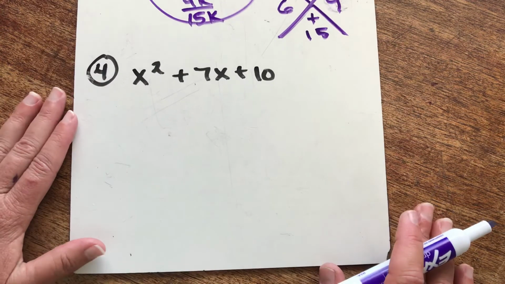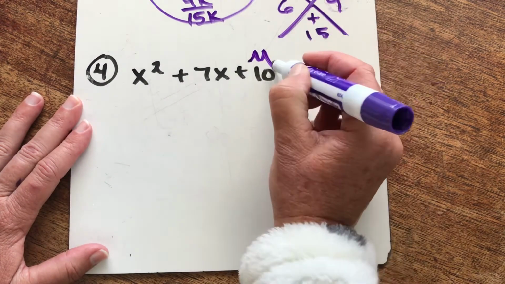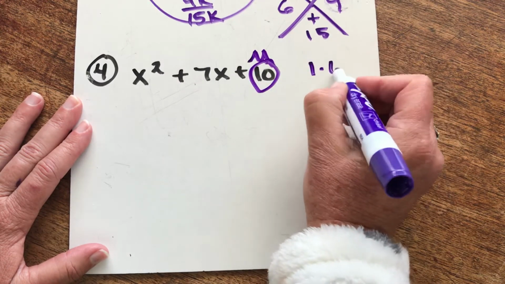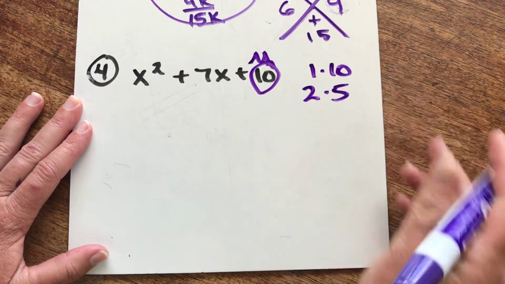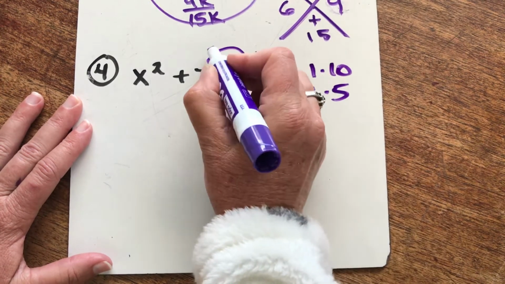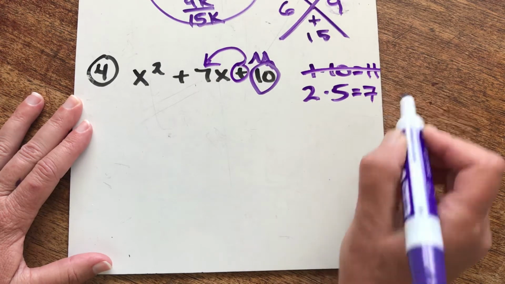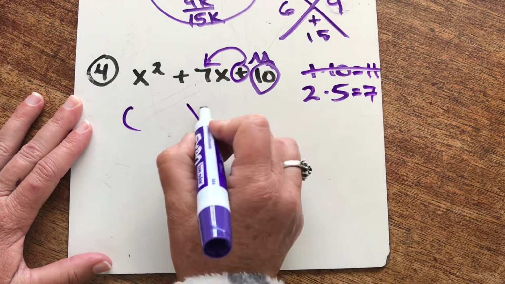Last one of this type, where it's all positives. So let's multiply to get the factors of 10. So 1 and 10, 2 and 5. Not very many factors of 10. Which ones add to give me 7? Well, not it. I just found my factors.